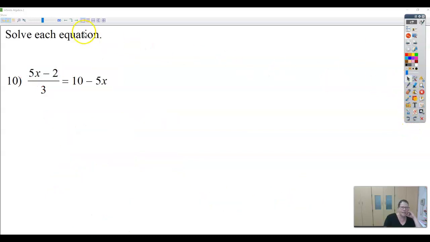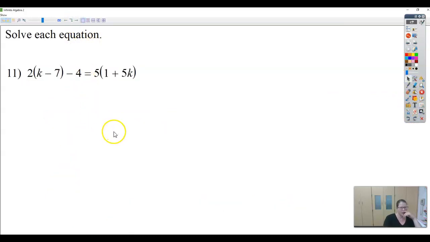Alright. Number 11. So on this one we have some distributive property as well. It's on both sides, so I'm going to have to do the distributive property on this side, and I'm also going to need to do it on this side before we can simplify anything else.